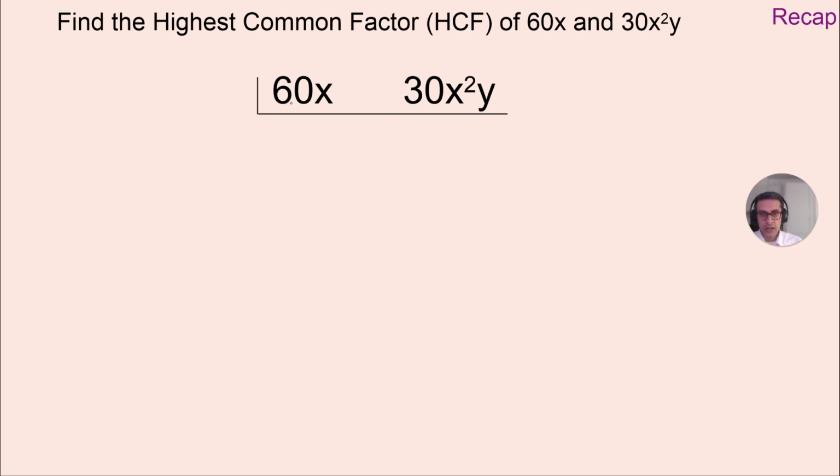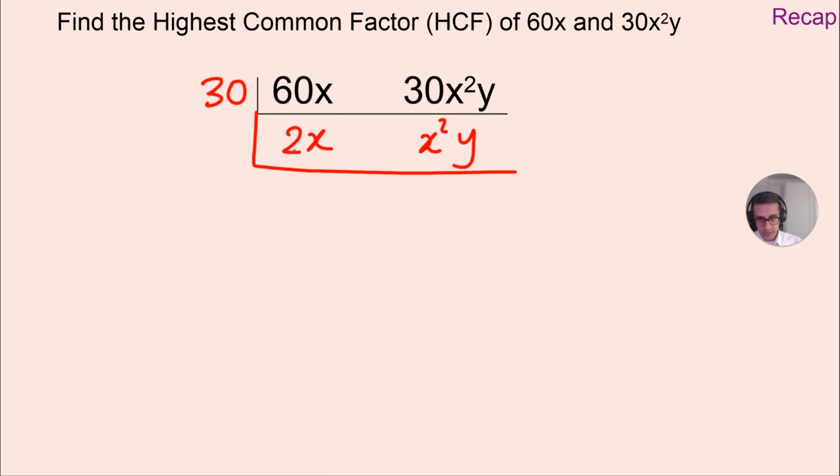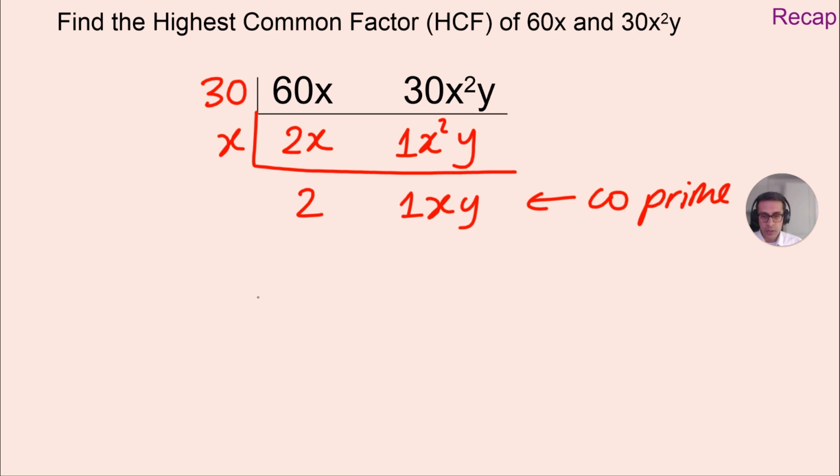Okay, now if you have algebra involved, you need to be careful. Do the numbers first and then the letters, but if you're confident you can do it in one go. So I'm going to divide by 30 first. So that's going to be 2x and x squared y. Now 2 and 1, there's an invisible 1 there. They're coprime, so I ignore the numbers and I can look at x and x squared y. So I'm going to take x out, so this becomes 2. This becomes xy. We can write a 1 if we want to at the front. These are coprime. So the highest common factor is 30 times x, which is 30x.